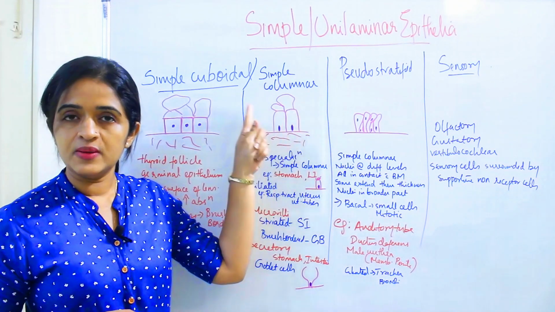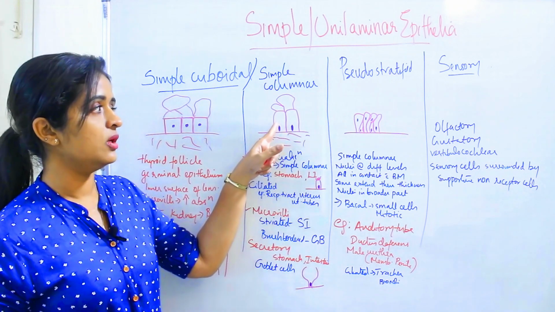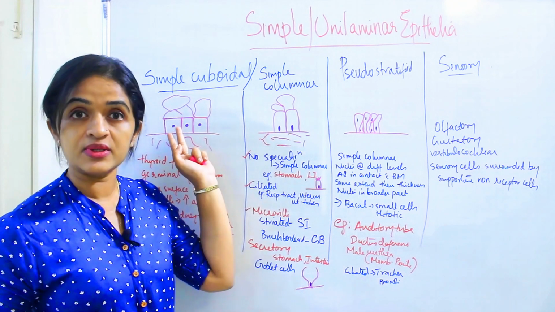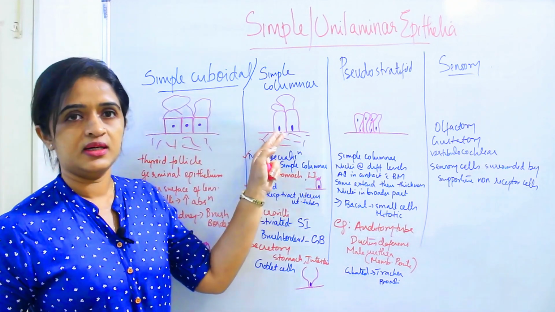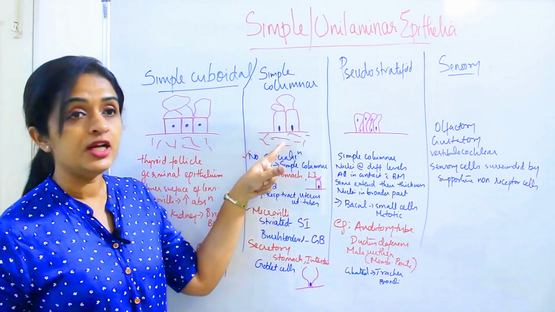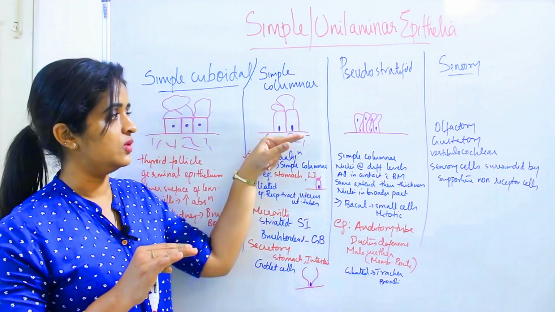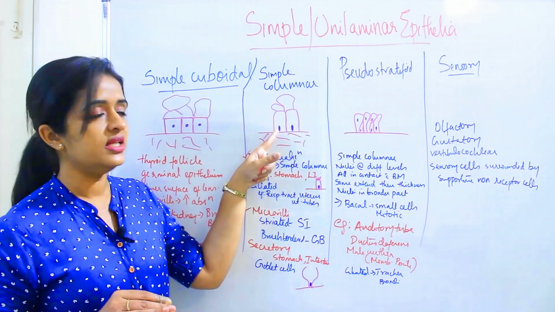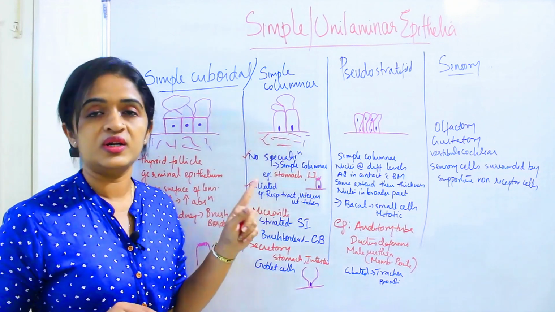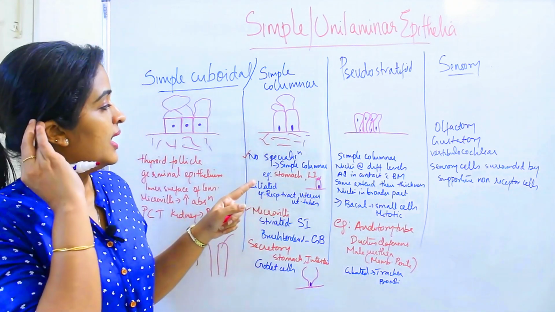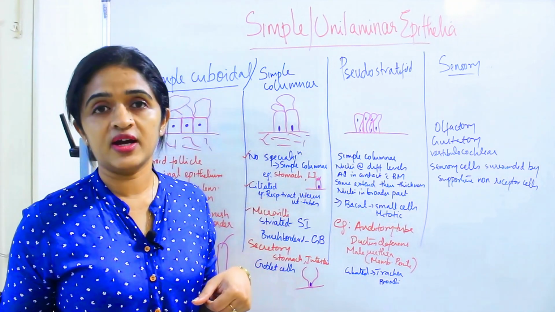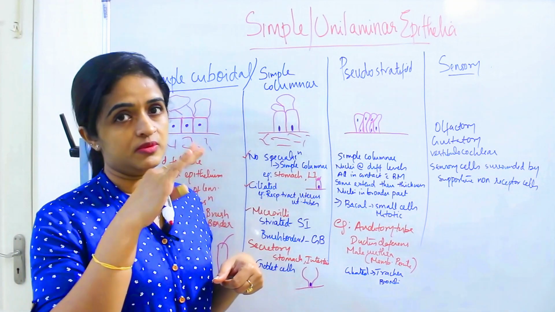Now moving on to the simple columnar epithelium. Simple columnar epithelium, if you look from above, is just the same as the cuboidal. But when you look from the side, you can see that the height of the cell is more compared to the width of the cell. And you can see that the nucleus is not in the center, it is more towards the base, and the cell is almost vertically elongated.